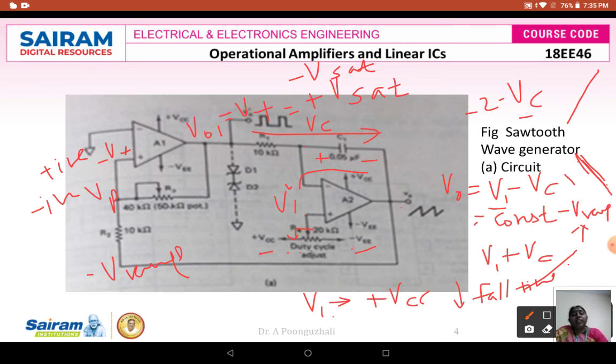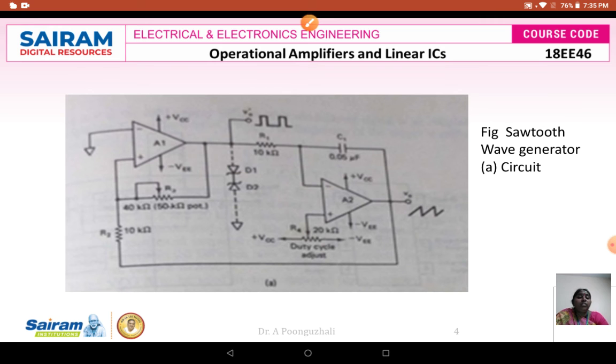That means when V1 is moved toward the minus VEE, your capacitance will start discharging and it will take more time to reach that negative voltage there. In that case, my rise time will increase. So my fall time and rise time depend upon this wiper, when it moves to plus VCC or minus VEE. This is how your sawtooth waveform is going to operate.